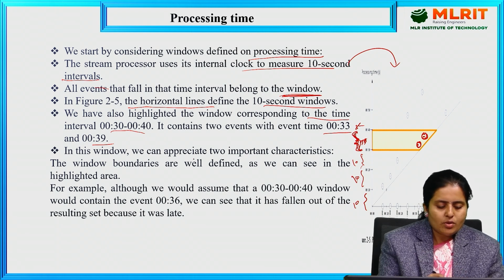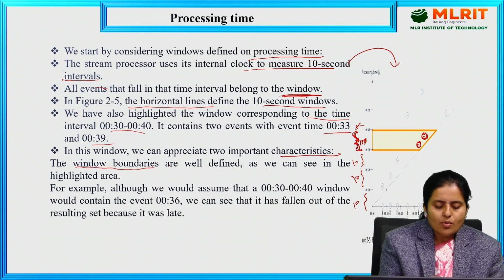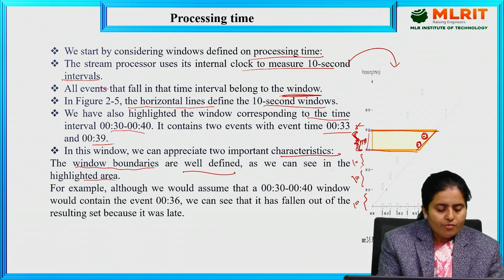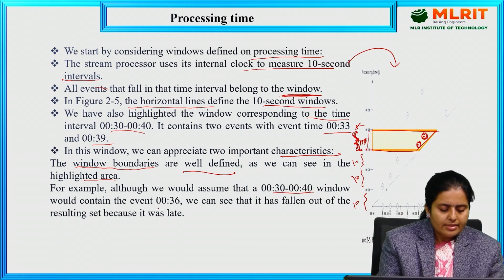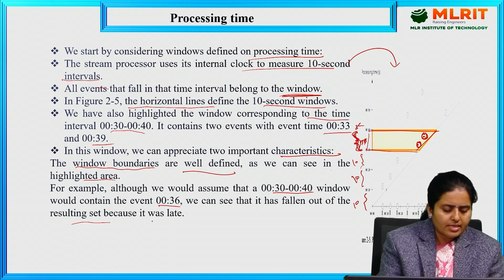In this window, we can appreciate two important characteristics. The window boundaries are well defined, and we can see that in this highlighted area. For example, although we would assume that the 30th to 40th second window would contain the event at 36, we can see that it has fallen out of the resulting set because it was late.